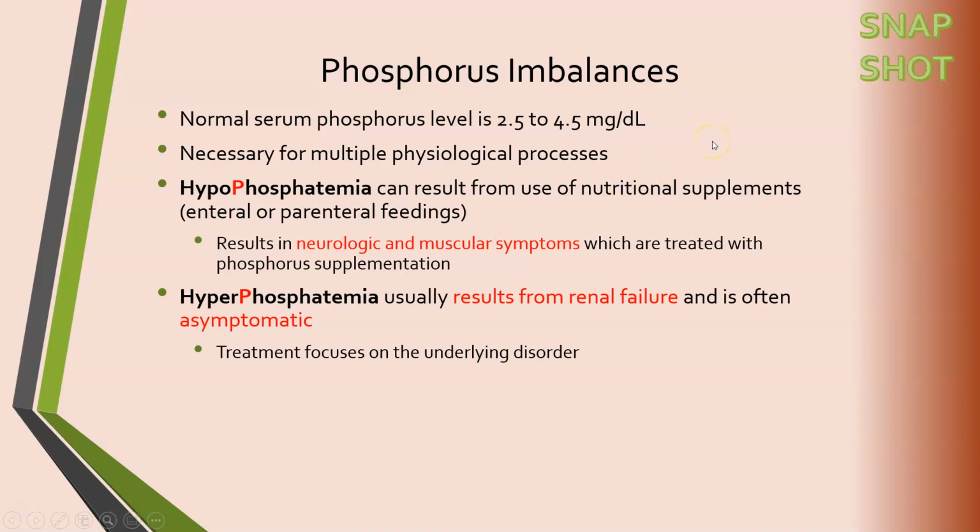Phosphorus imbalances, know your ranges, 2.5 to 4.5. Phosphorus is needed for a lot of physiological processes. Hypophosphatemia can result from the use of nutritional supplements. Usually you see neurological and muscular symptoms. Hyperphosphatemia will result from renal failure, and usually it is asymptomatic, and it's all going to be about treating the underlying disorder.